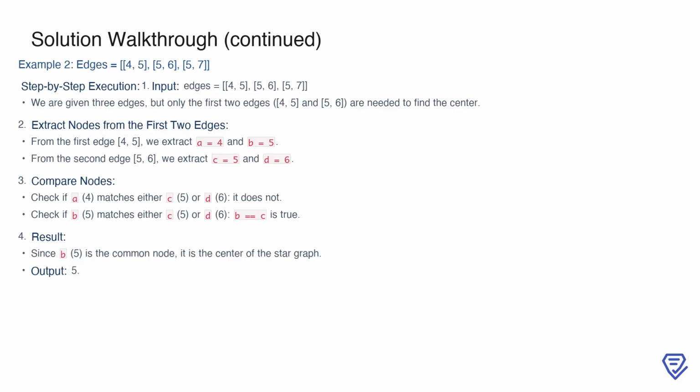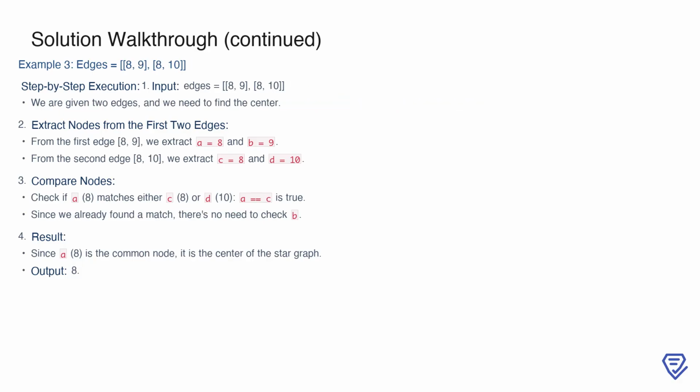Now, we compare these nodes. First, we check if a, 4 matches c, 5, or d, 6. It doesn't. Then, we check b, 5. Here, we see that b matches c because b equals c. This confirms that b is the common node. Since node 5 is connected to all other nodes in the graph, it is the center of the star graph. Thus, the output is 5.